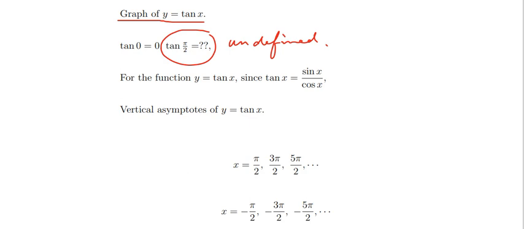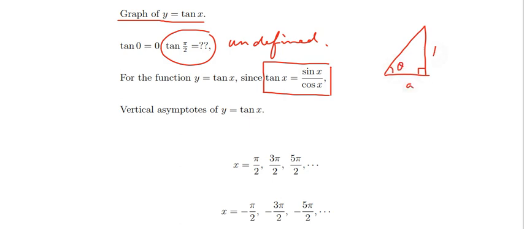Okay, so let's check why tangent of pi over 2 does not exist or does not work. We have this relationship: tangent equals sine over cosine. So let's check what tangent is. We define it from a right triangle.